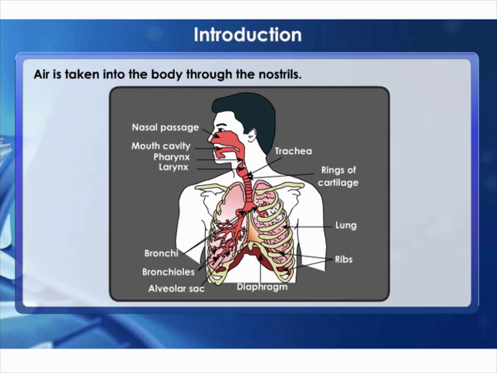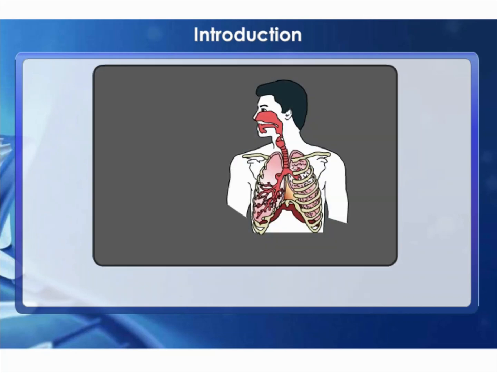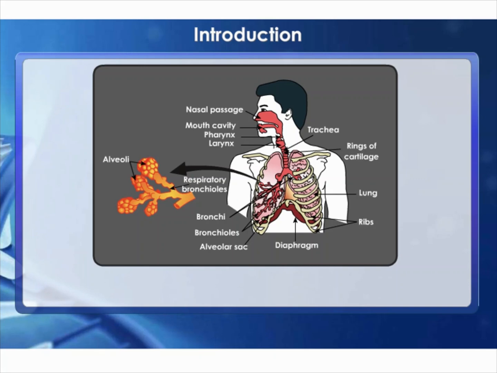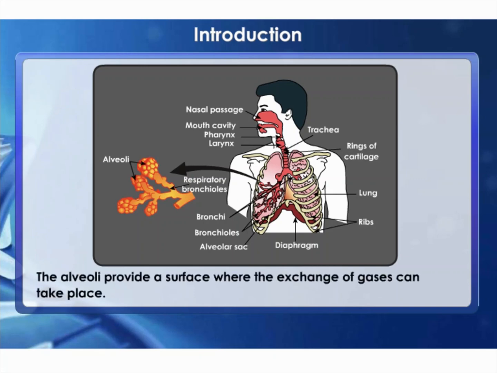These ensure that the air passage does not collapse. Within the lungs, the passage divides into smaller and smaller tubes, which finally terminate in balloon-like structures called alveoli. The alveoli provide a surface where the exchange of gases can take place. The walls of the alveoli contain an extensive network of blood vessels.